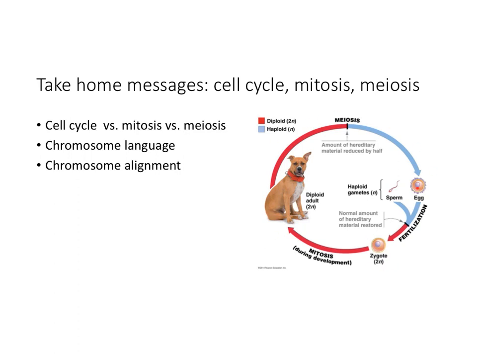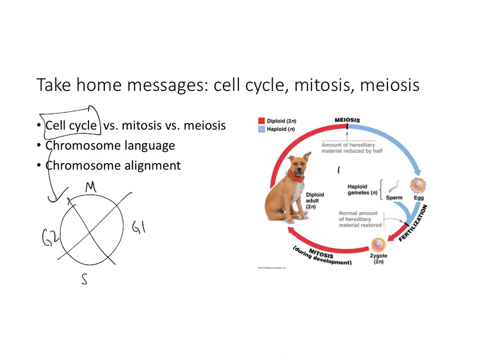So again, this is a life cycle. This is not the cell cycle. The cell cycle instead is this symbol here, mitosis, G1, S, and G2. And I'll talk about that more on a different slide. So that's the cell cycle, and this is a life cycle.